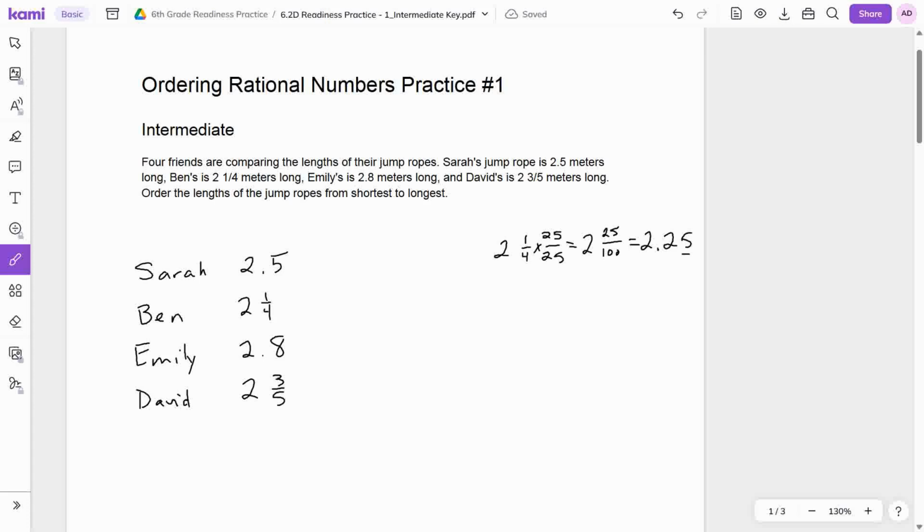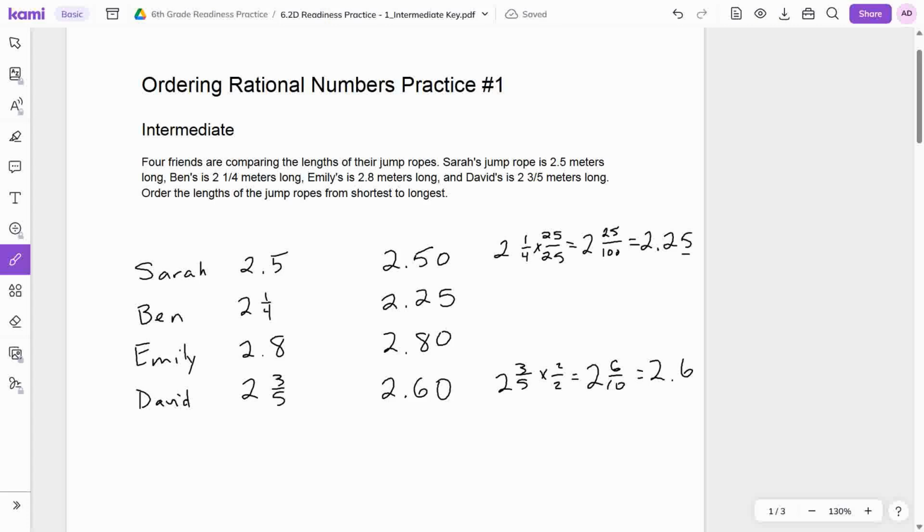So I'm going to write Sarah right here. I'm going to write Ben as 2.25. I'm going to write my Emily as 2.8. Let's fix David here. So 2 and 3/5. Now this I'm looking for, can I get my denominator into 10, 100, 1,000? In this case, I'm going to multiply by 2's, bring my big 2 over, 6/10, which equals 2.6. So now they're all decimals. Since my 25 goes to the hundredths place, let's add zeros afterwards.